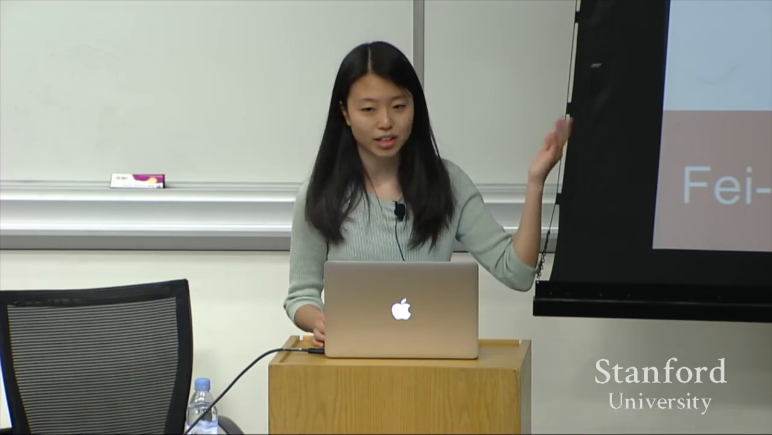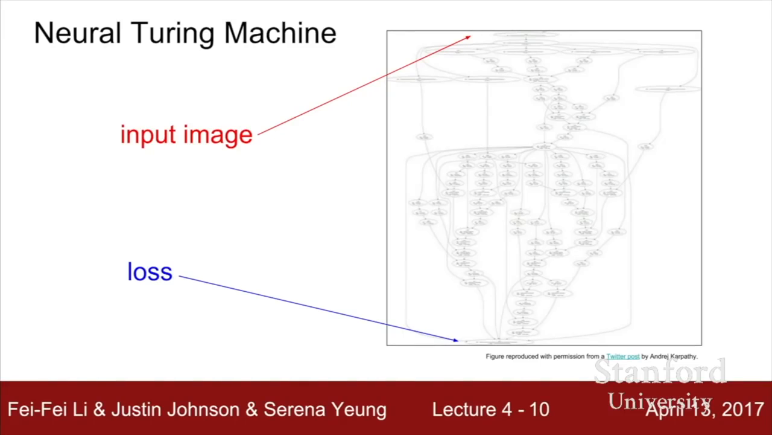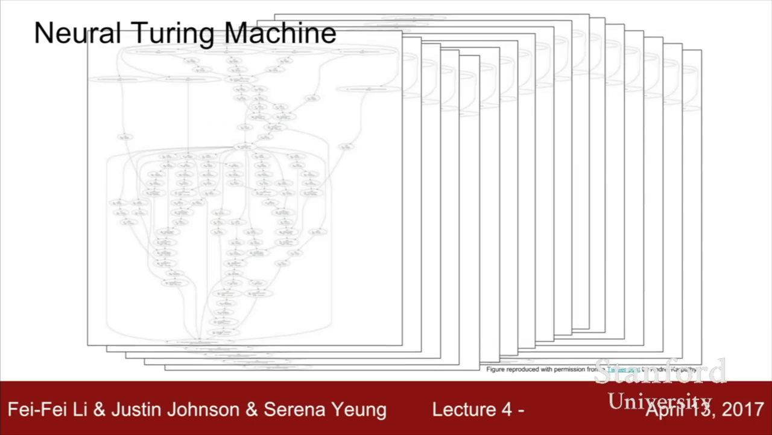And this can get even crazier with things like a neural Turing machine, which is another kind of deep learning model. And in this case, you can see that the computational graph for this is really insane. And especially, we end up unrolling this over time. It's basically completely impractical if you want to compute the gradients for any of these intermediate variables.